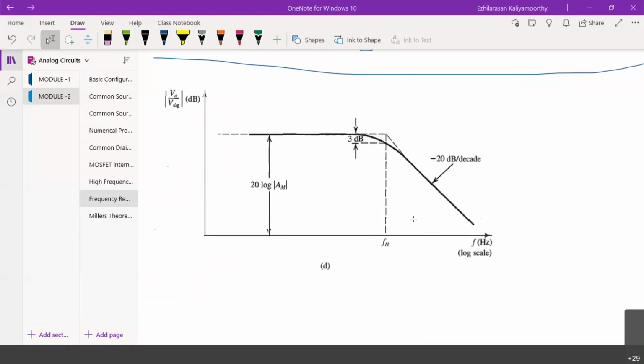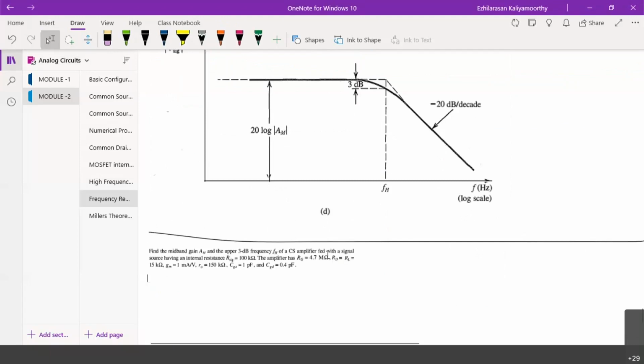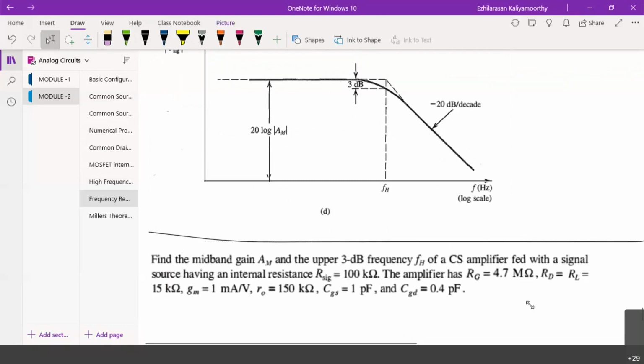So now let us solve the numerical. Make yourself comfortable. Okay. See, this is our question.